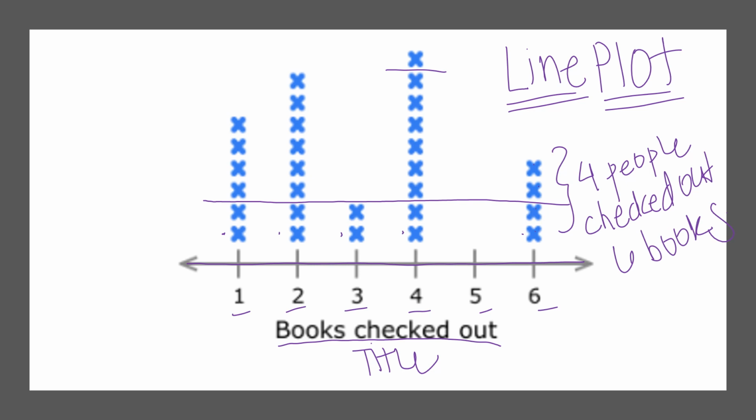4 was the most common number of books for an individual to pick out, and so I could look and I could go, oh, I know up to here is 4, 5, 6, 7, 8, 9. So we would say 9 people checked out 4 books. Does that make sense? How to read our line plot. So we have our title, we have the number of books checked out, and each X is standing for a person who checked out that number of books.